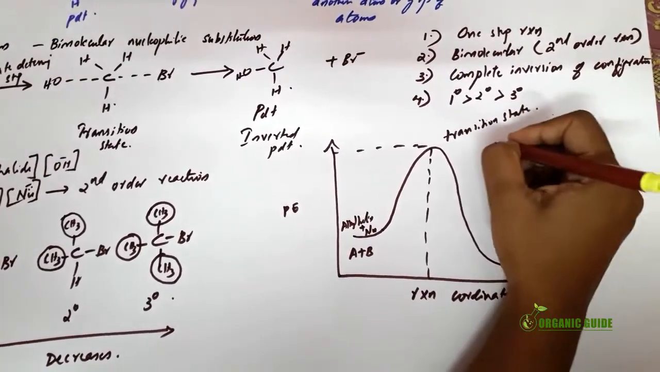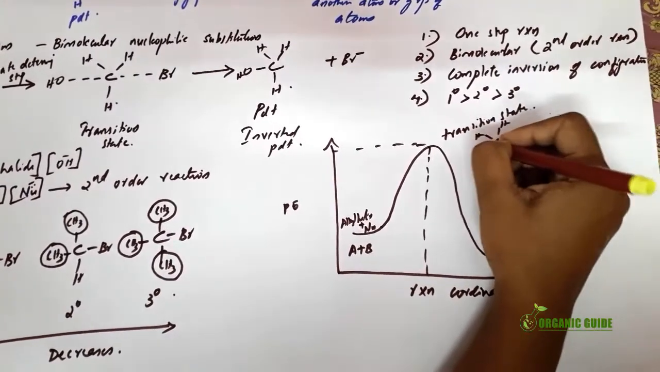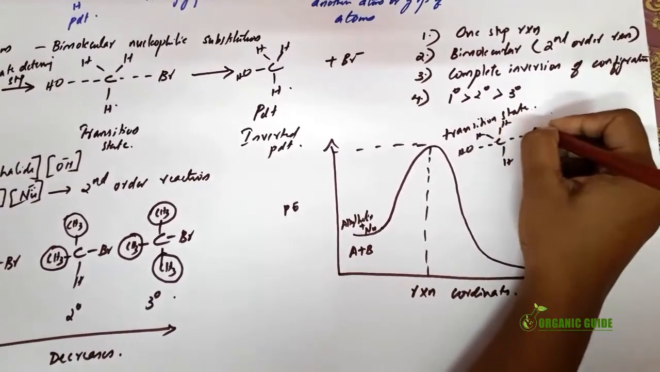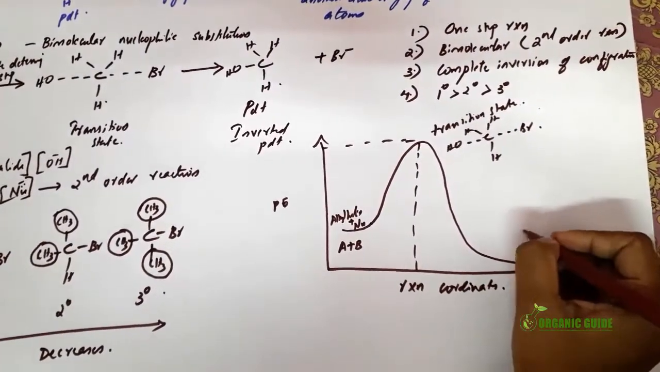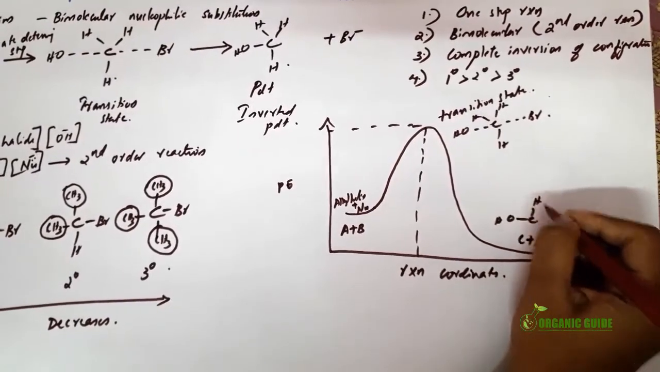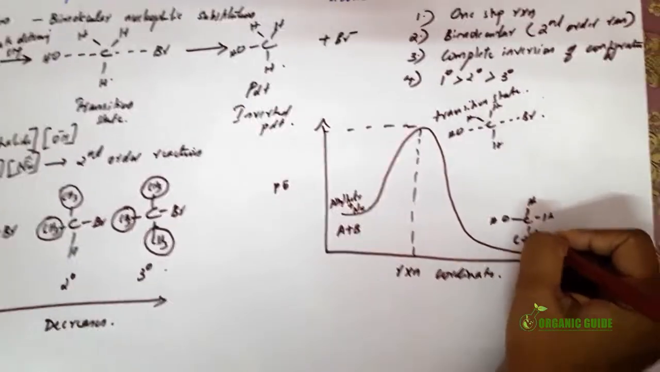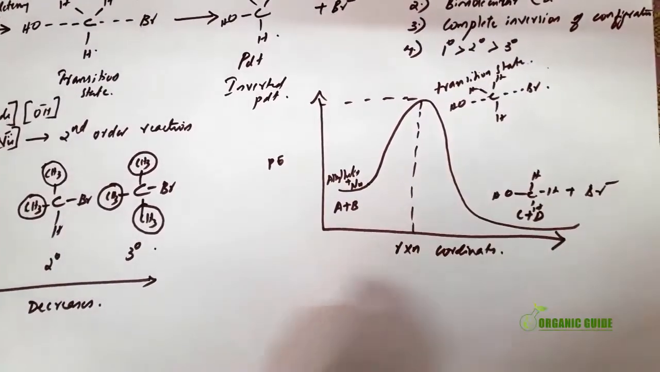And the transition state contains both the nucleophile as well as the alkyl halide. This is C plus D, that is the product. The product is the inverted product plus a halide group, that is Br minus.